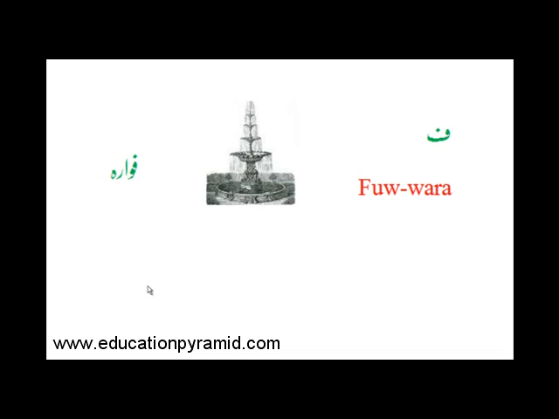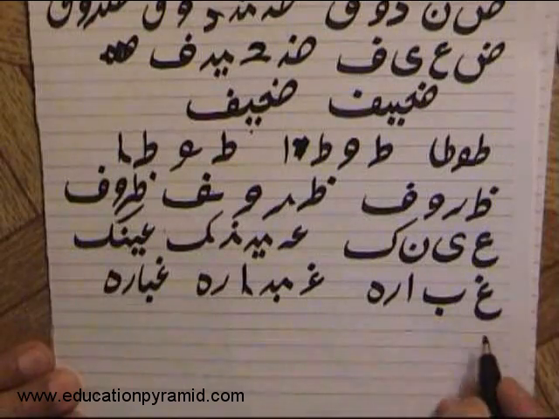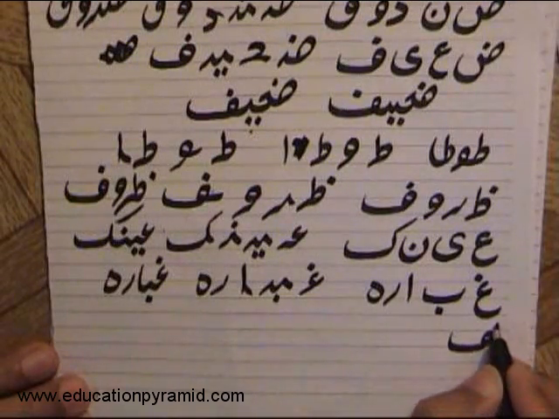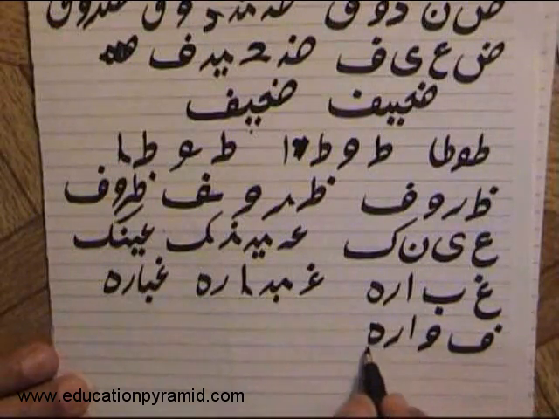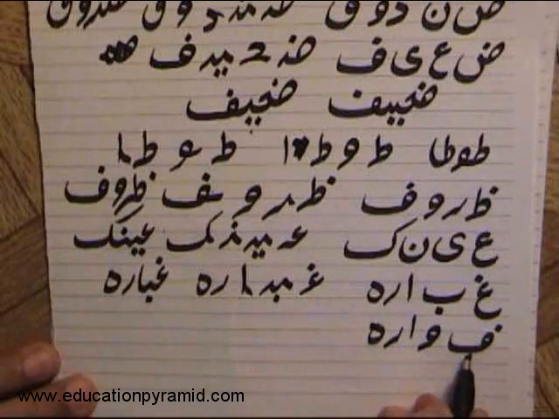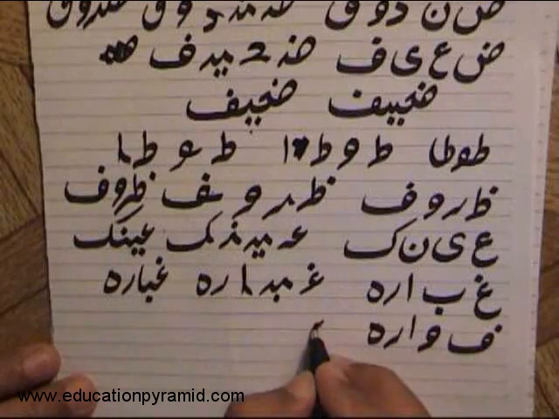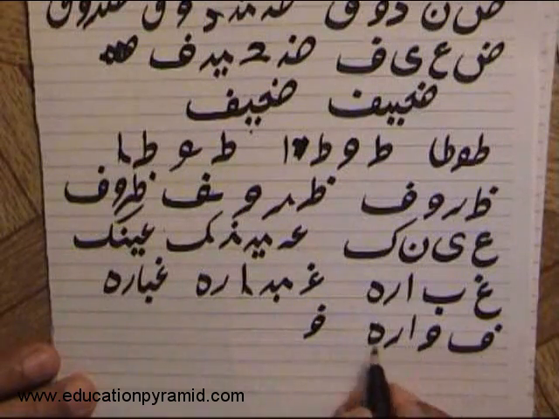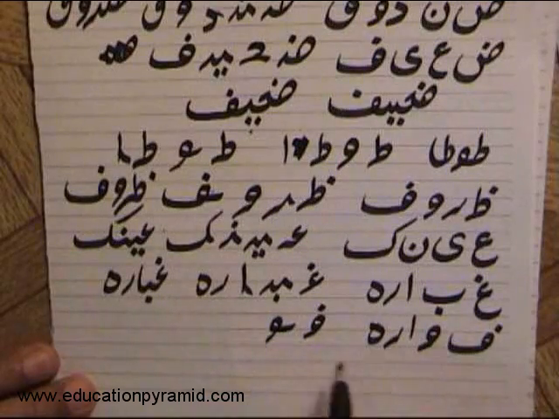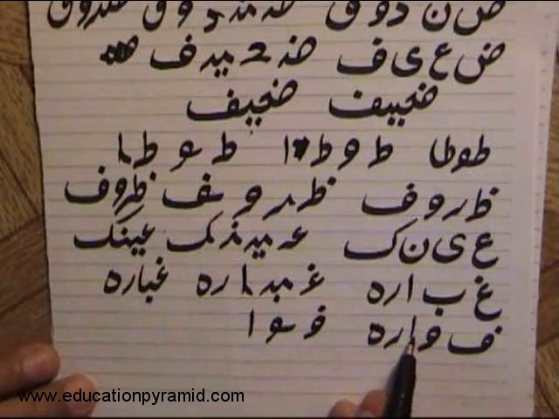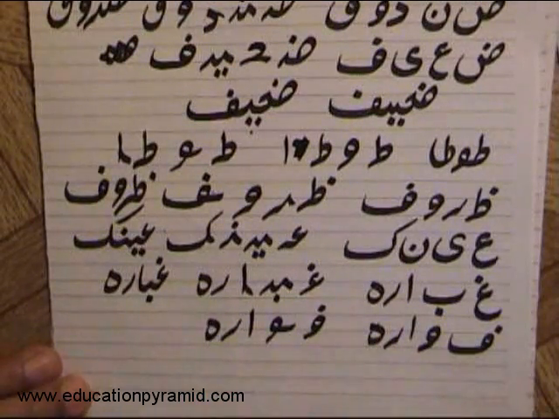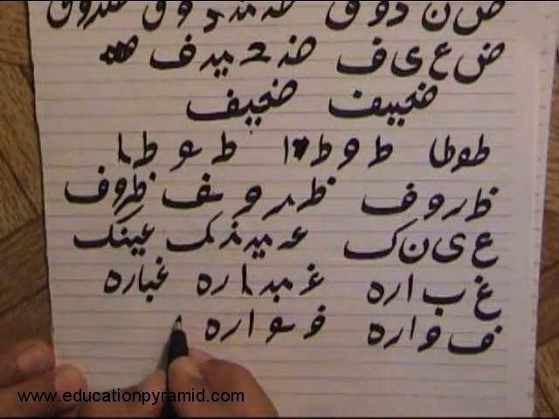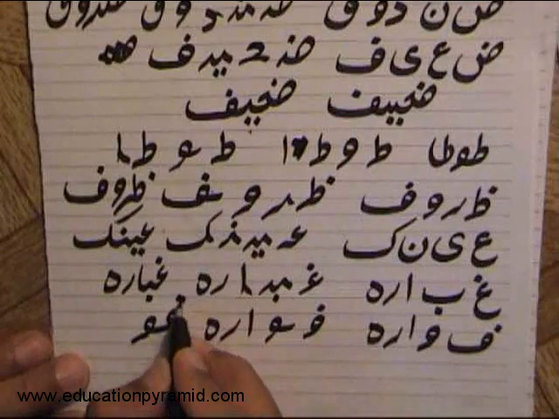Fawwara, fountain. Fe, vau, alif, re, he. Fe is a connector, so it can assume the initial position. Vau is a non-connector, so vau will appear only in the final position. Then alif is a non-connector, so alif and re will assume independent positions, and he will come at the end. So, fawwara.